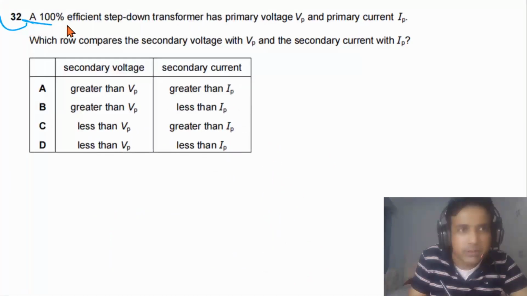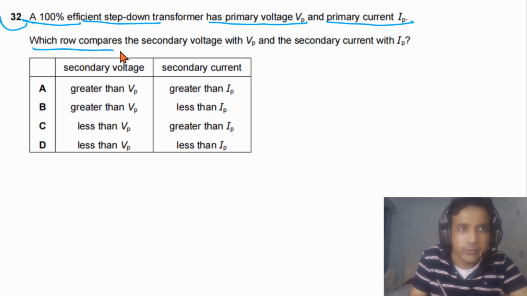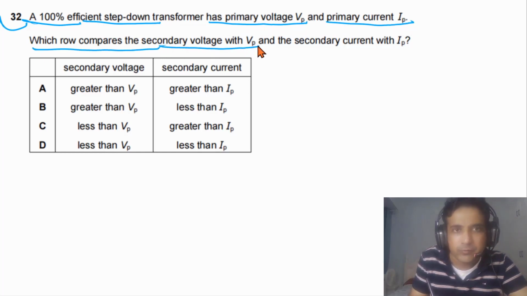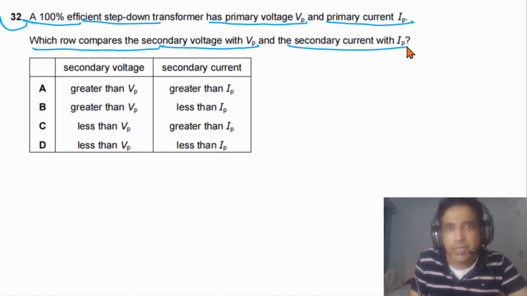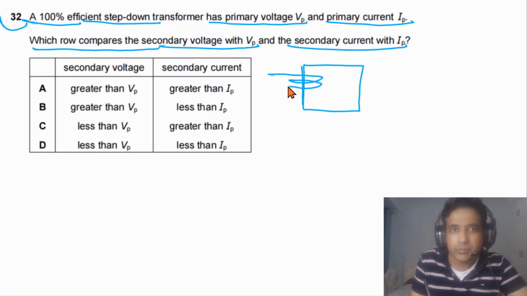Question 32 says a 100% efficient step-down transformer has primary voltage Vp and primary current Ip. Which row compares the secondary voltage with Vp and the secondary current with Ip? So in this case, we are talking about a step-down transformer. First of all, we can simply draw a step-down transformer.